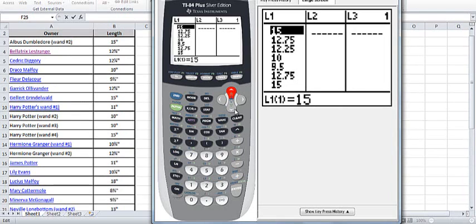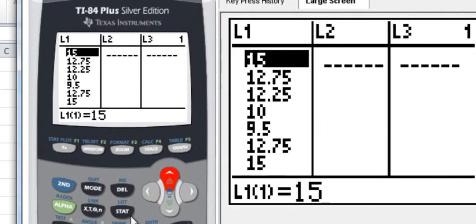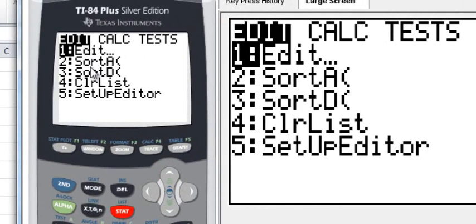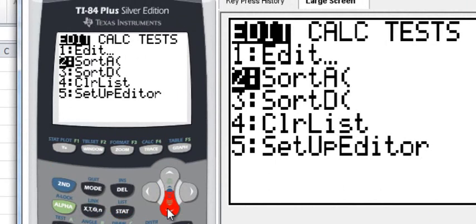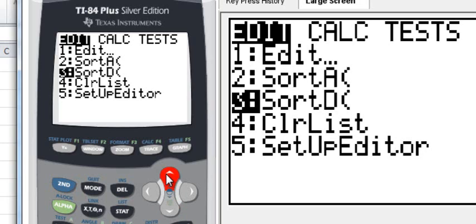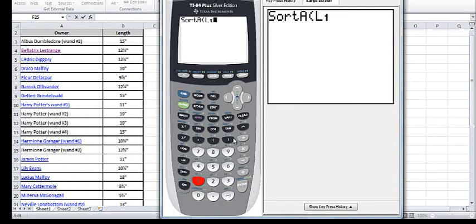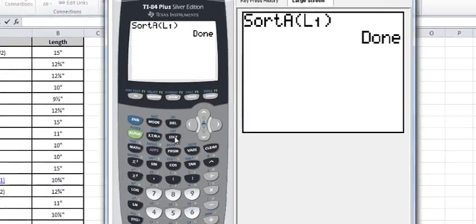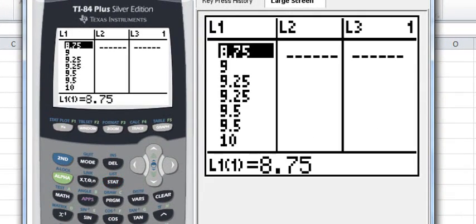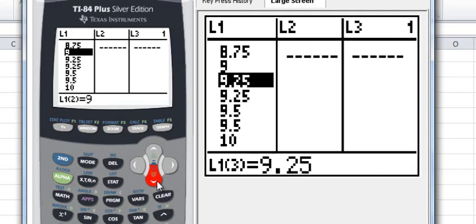Now that all my data is in the calculator, it'll really help you to make the frequency distribution if you sort the data. To do that, you go to Stat and go to Sort A. Sort Ascending means the numbers go from smallest to largest. Sort Descending means the numbers go from largest to smallest. So I want to sort Ascending, and I want to sort the data in list 1. Once you hit enter, it'll say done, and it'll sort the data in list 1. So go back and look at your list, and you'll see the data is sorted.